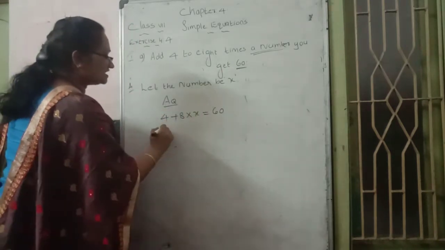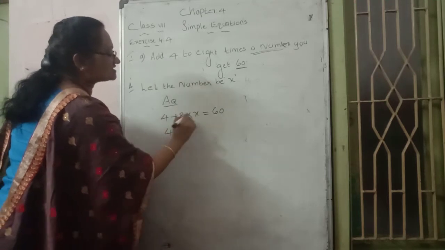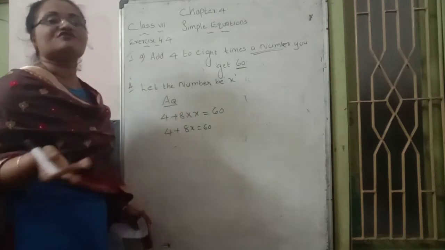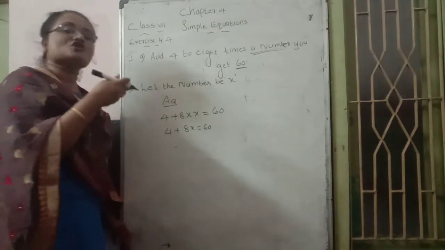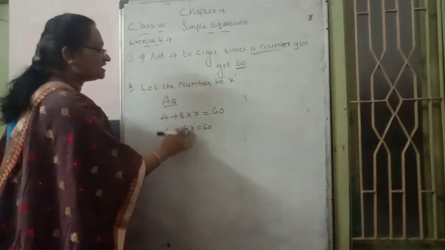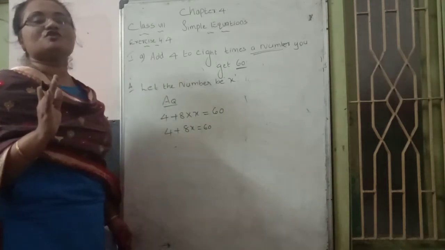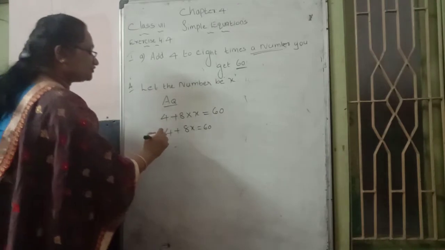That means clearly we write 4 plus 8x is equal to 60. Now we frame an equation. Solve this equation and find out the x value. That is the meaning of this exercise 4.4 first Roman. So how to find out the x value?